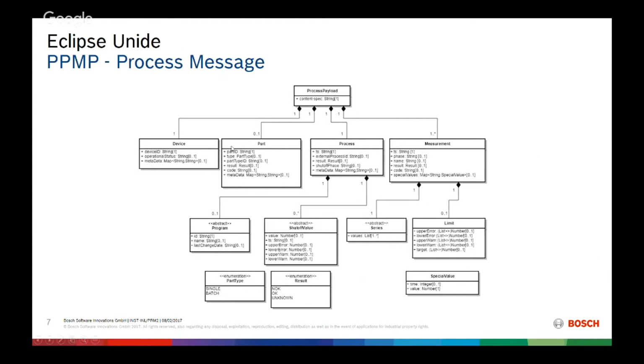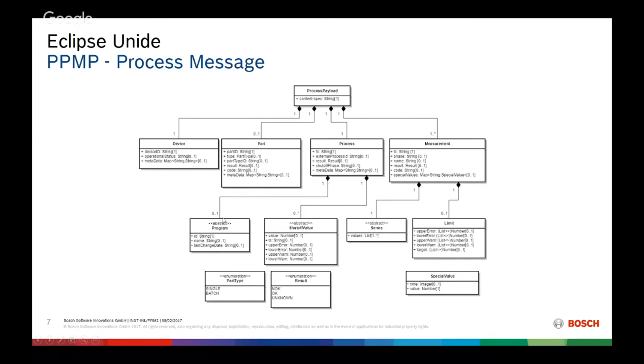You can set here a shut-off phase if you have a measurement or a process which is split into different phases, and you have a phase where the ending of the process is set. Then you can set here the shut-off phase itself. And also you have here the metadata field for additional values.